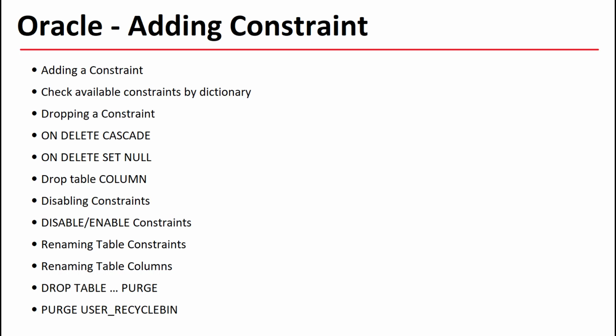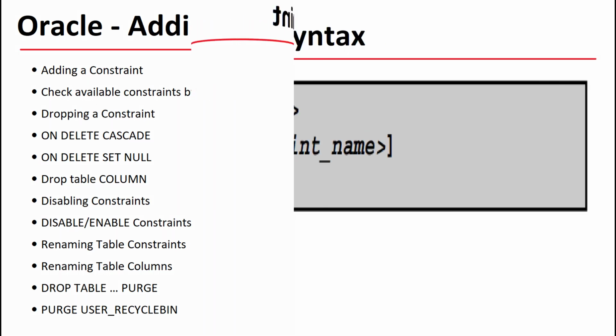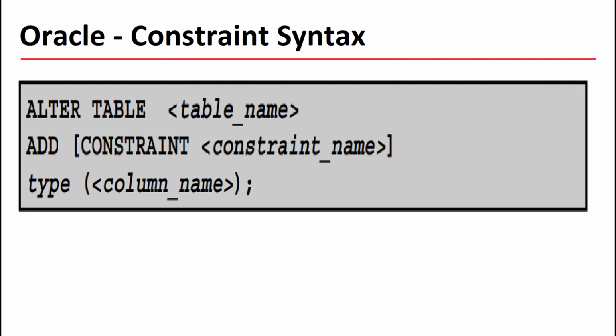In this tutorial, we will discuss adding constraints in Oracle. The topics of this video are adding a constraint, checking available constraints by dictionary, dropping a constraint, on delete cascade, on delete set null, drop table column, disable constraints, enable constraints, renaming table constraints, renaming table column, drop table, and purge user recycle bin. Oracle constraint syntax: alter table, then table name, add constraint name, type, column.